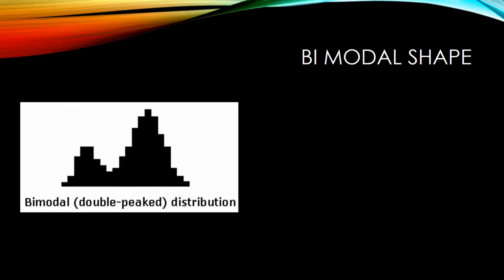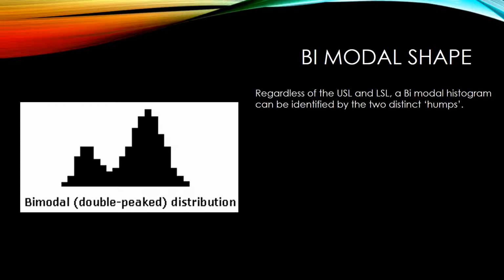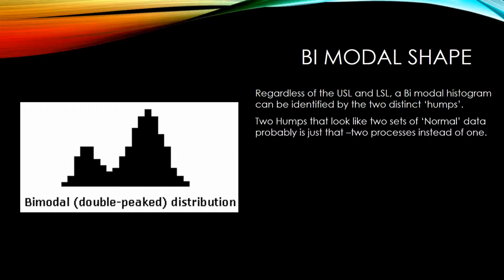Bimodal shape. Regardless of where you're falling in terms of the specification levels, with a bimodal histogram you're going to know right off the bat just by these two distinct humps. It's two humps that look like two sets of normal data, and it probably is just that. It's probably two processes instead of one.